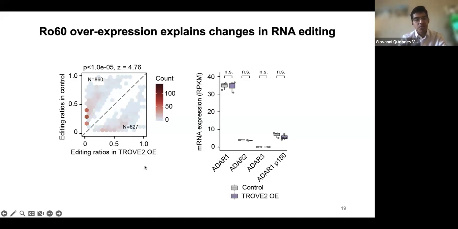And what happens is that when we overexpress TROVE2, we observe the opposite pattern, where we have downregulation of RNA editing sites. And in this overexpression of TROVE2, we see no difference in the expression of any of the ADAR proteins, suggesting that TROVE2 alone, or Ro60, has that effect in mediating RNA editing and is a factor that explains differential RNA editing in SLE patients.